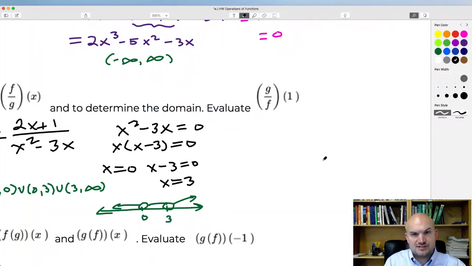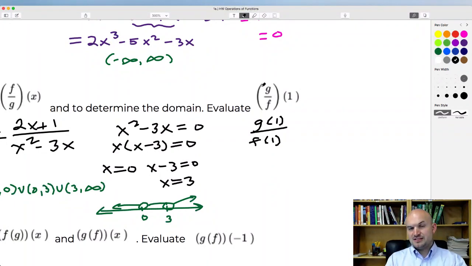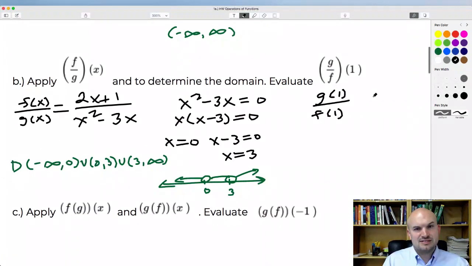And this kind of goes back into the other one. You could plug in, you could do this as g of 1 over f of 1, or you could basically just evaluate g of x over f of x and then plug in the 1. It doesn't really matter which way you do it. So let's just do the plugging in g of 1 over f of 1 since I already have that written out.